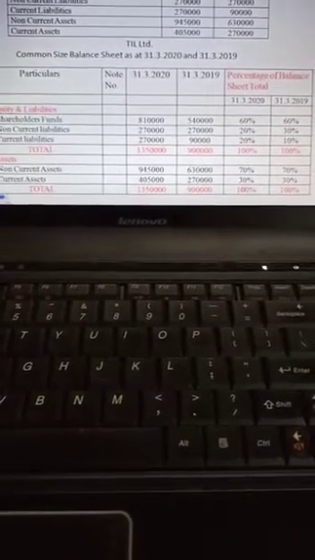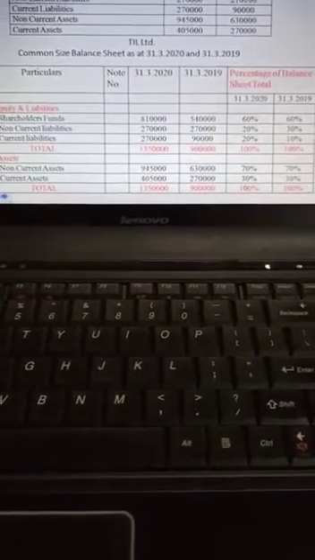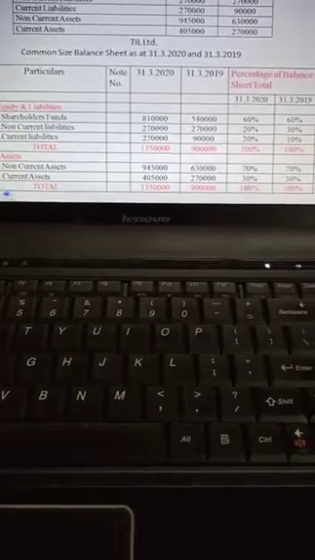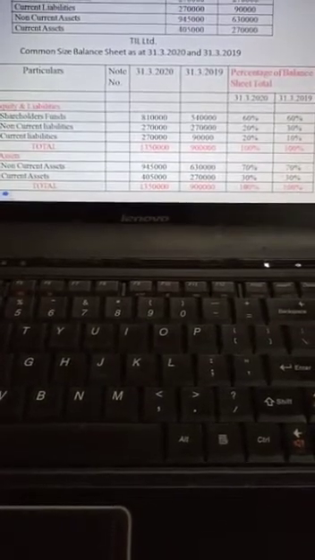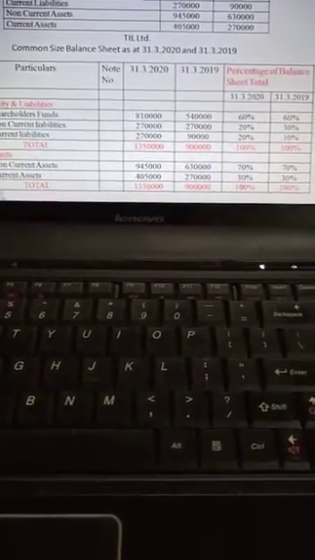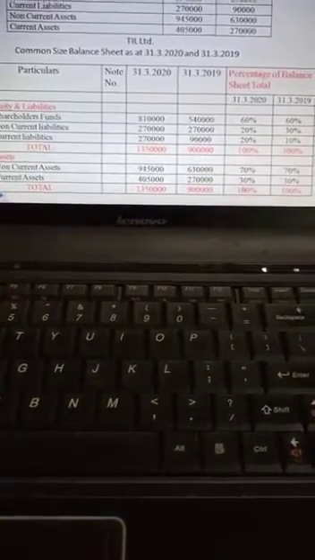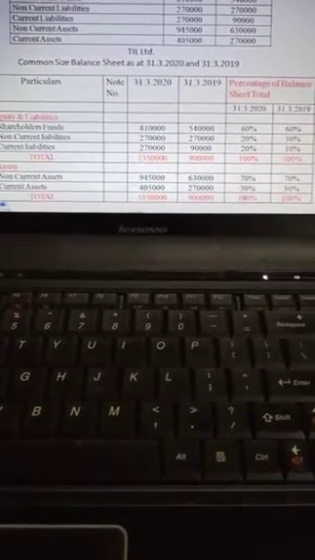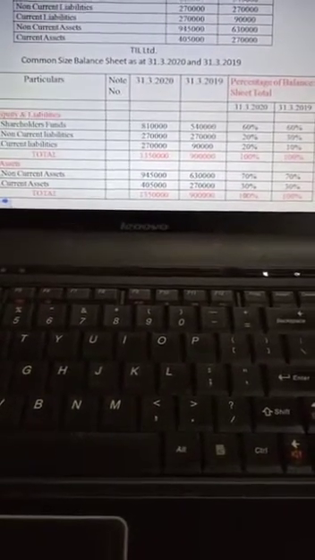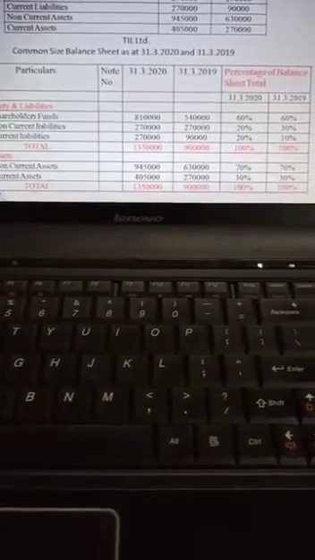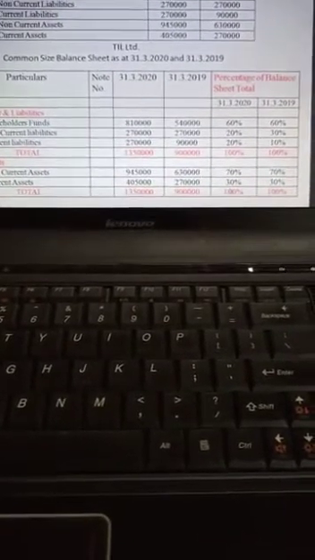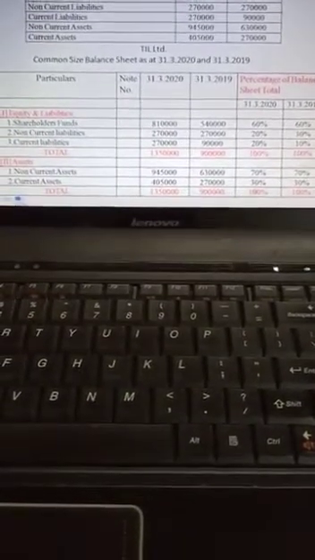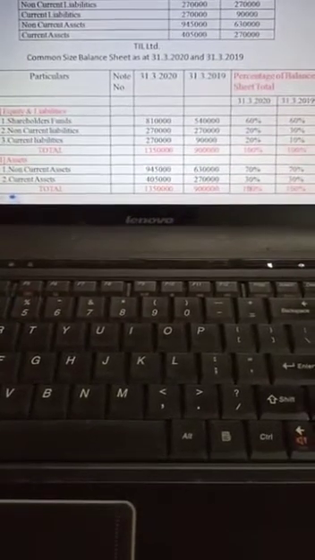Now the percentage. How to calculate the percentage of balance sheet total? As discussed earlier, for shareholders fund, it will be 8,10,000, that is the value of the current year divided by the total, that is 13,50,000 into 100, that is 60%. For previous year, it will be 5,40,000 divided by 9 lakh into 100. That comes to 60%. For non-current liabilities, it will be 2,70,000 divided by 13,50,000 into 100, 20%. For previous year, it will be 2,70,000 divided by 9 lakh into 100, 30%. Similarly, for current liabilities, we have calculated 20% and 10% in the similar manner.